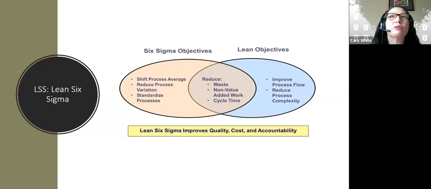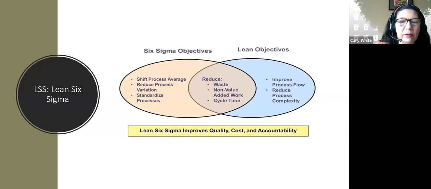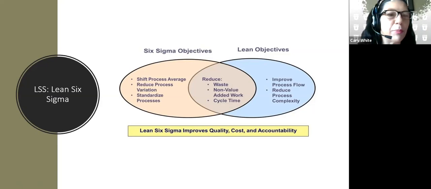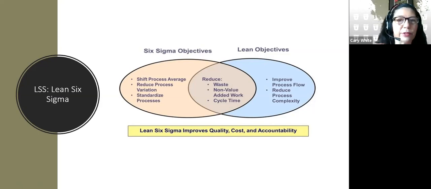But some of these tools, just identifying waste is a tool. Sitting and having a brainstorming session is a tool. This stuff is really basic, and I say this over and over again, it's not rocket science. Y'all got this. So one thing I'm very happy about, that's why I like that bottom line there: Lean Six Sigma improves quality, cost, and accountability. That's basically what it boils down to, right?